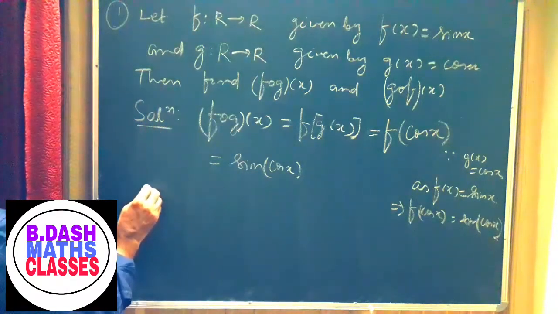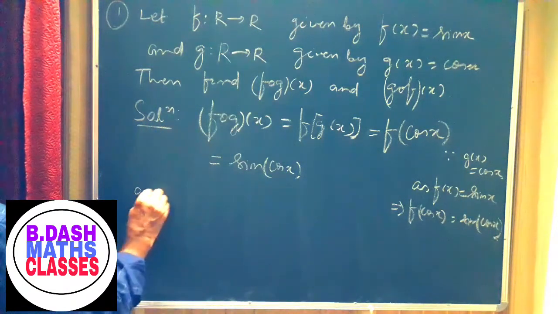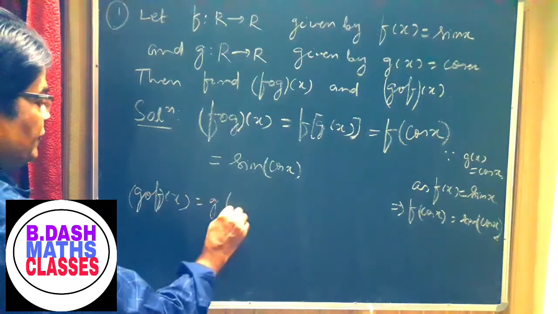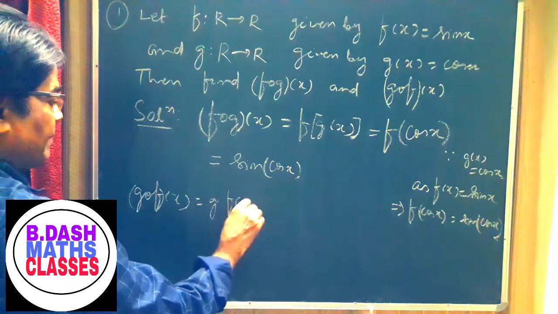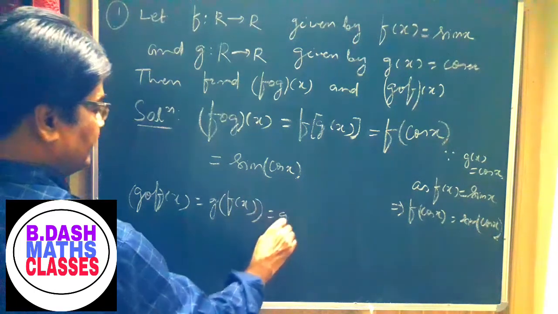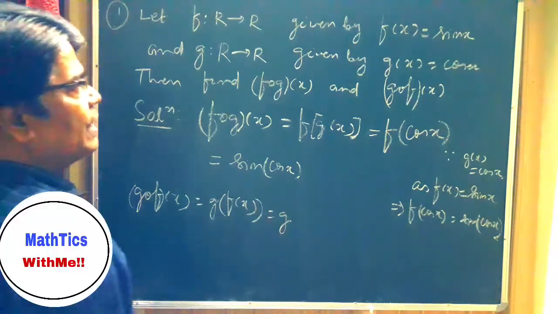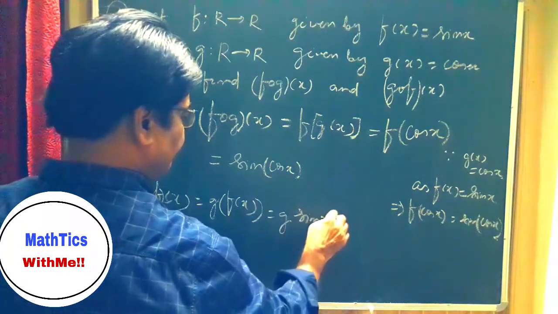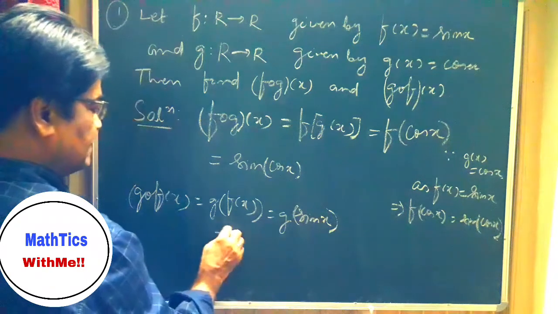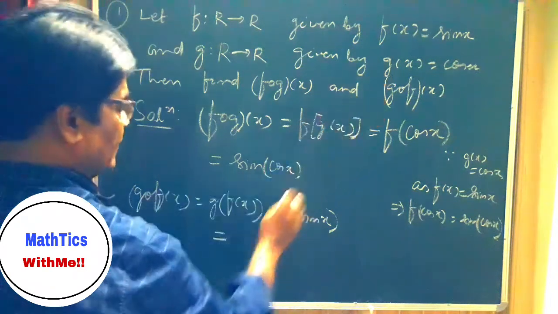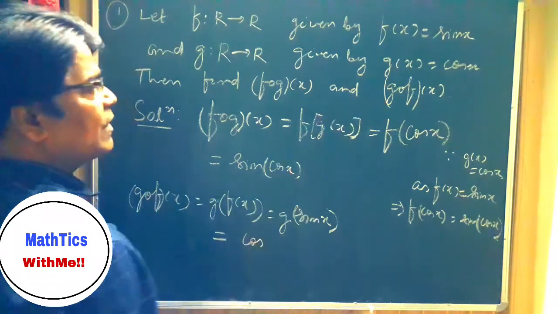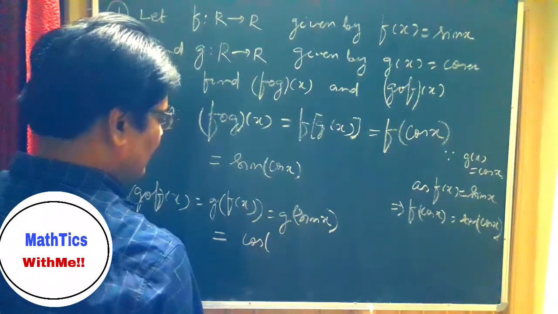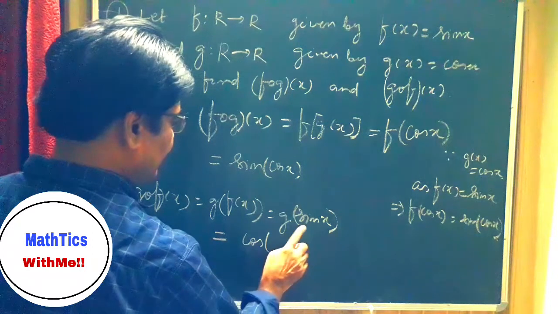Next, we have to find g∘f of x, which is equal to g(f(x)). This is g. What is the value of f(x) here? f(x) is sin x, you can write. And g(x) is cos x. So g(y) will be cos y, g(t) will be cos t. Then this will be cos of sin x.